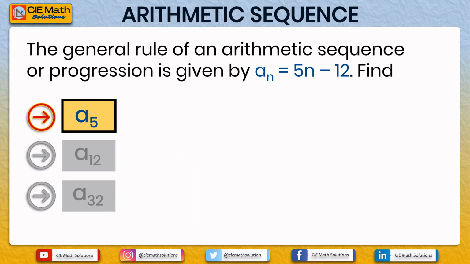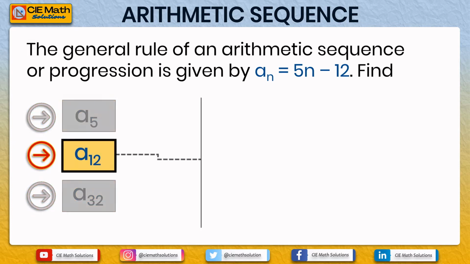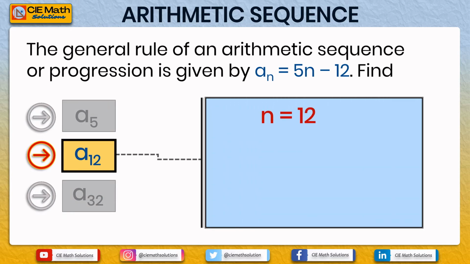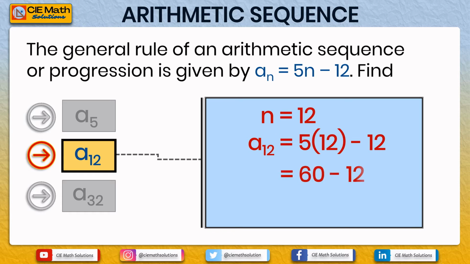For the second one, which is the 12th term, or a_12, the value of n is equal to 12. Substituting this value, that will give us a_12 equals 5 times 12 minus 12, which is equal to 60 minus 12. The 12th term then is equal to 48.